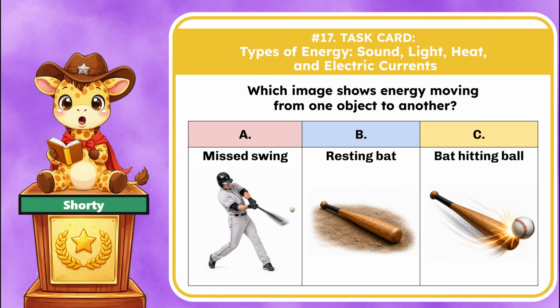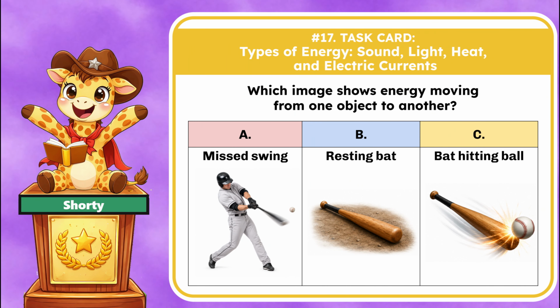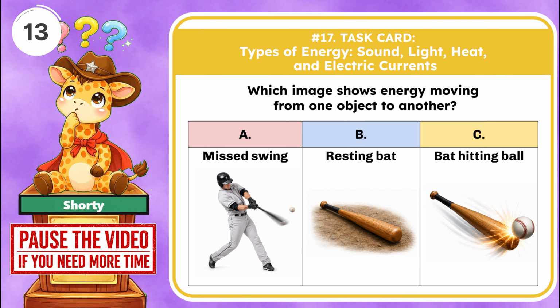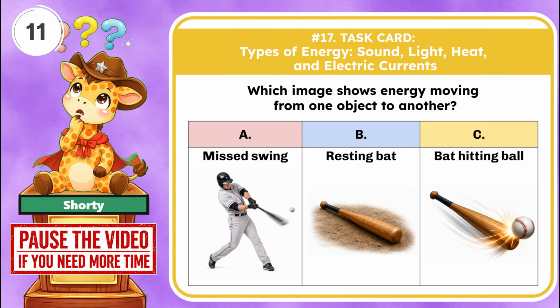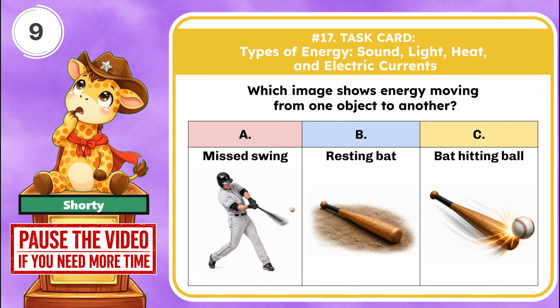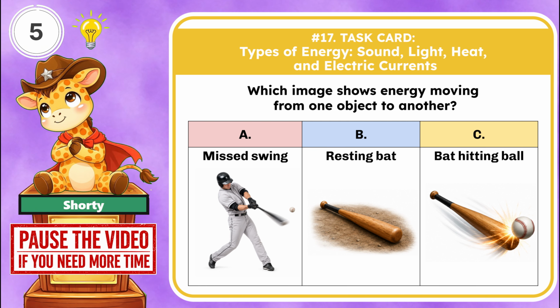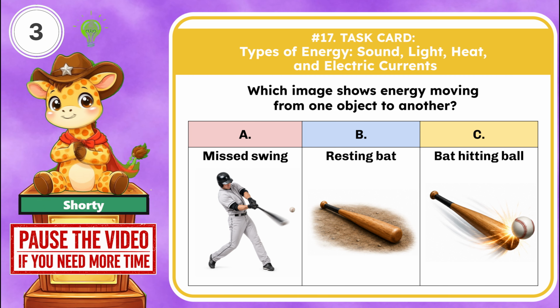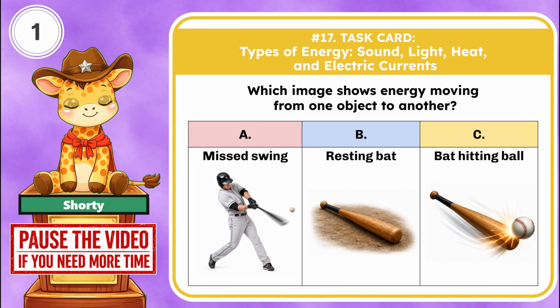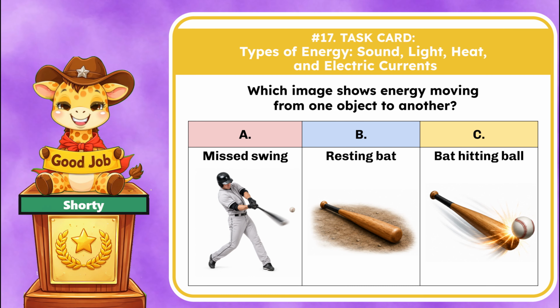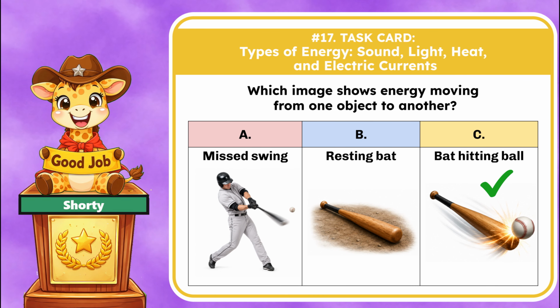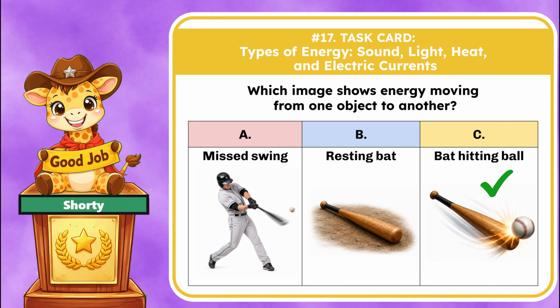Which image shows energy moving from one object to another? And the correct answer is letter C. Bat hitting ball.